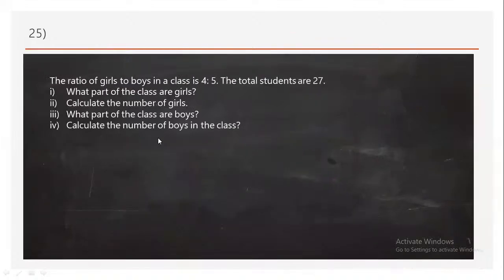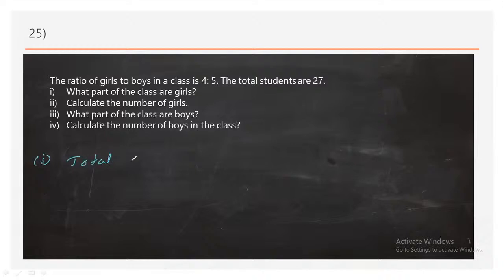Next question. The ratio of girls to boys in a class is 4 to 5. The total students are 27. What part of the class are girls? The same question asked in another way. Same question what we have done earlier, right? Last week I included the ratio questions first, and today I have included some simple equation questions also, right? Then what part of the class are girls here? All total ratio we have to take. What is the total ratio? 4 and 5, 9.